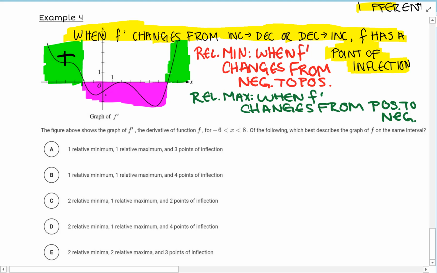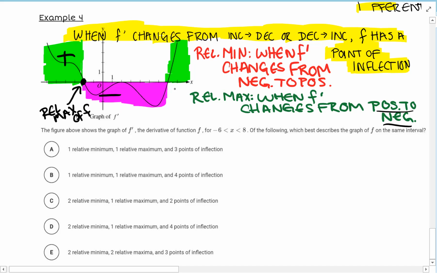So here we change from positive to negative at x equals negative 2. When you change from positive to negative, you have a relative max. So this will be a relative max of f.